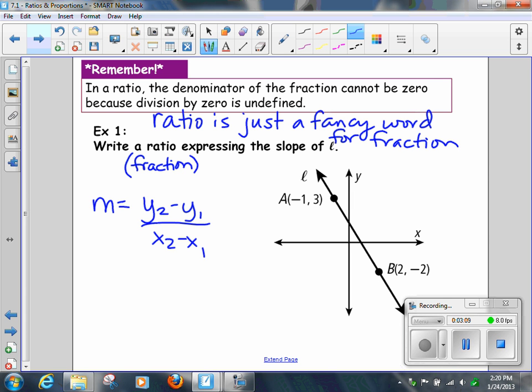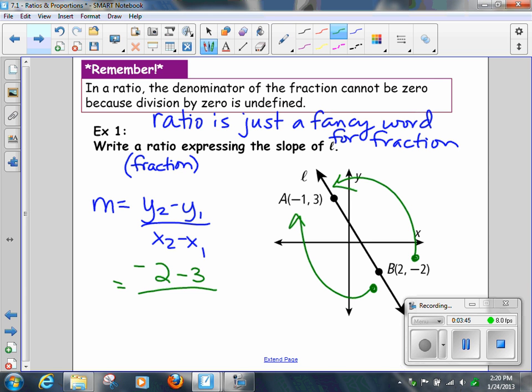Now, folks, when we get our answer, isn't it in the form of a fraction? Which is just an easy word for our fancy word, ratio. So what is y sub 2 minus y sub 1 according to this picture? Negative 2 minus 3, or you could have 3 minus negative 2. But notice that we're starting here and we're going this way. So that means for the x's, we're going to start here at point B and we're going to go to A.